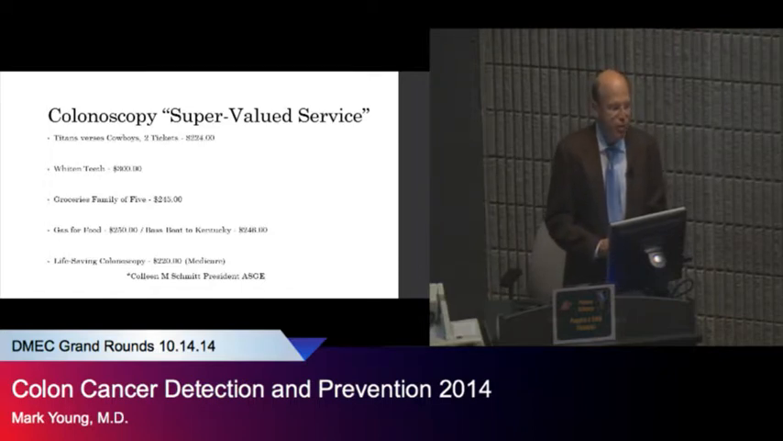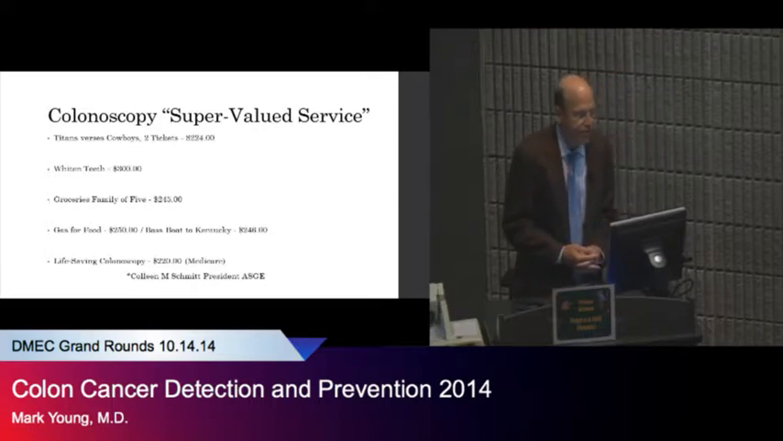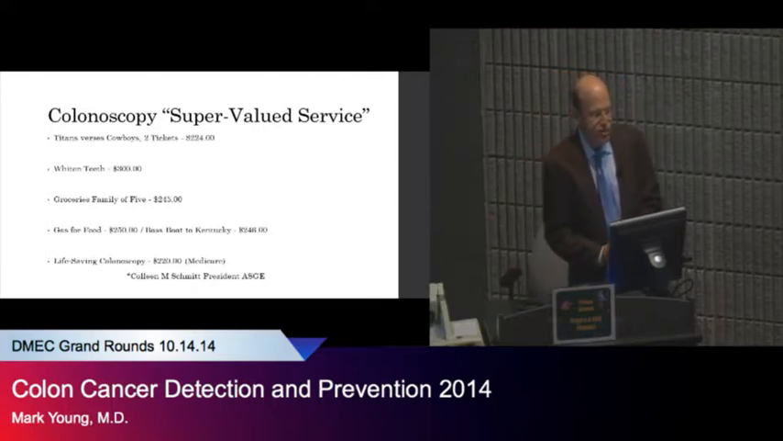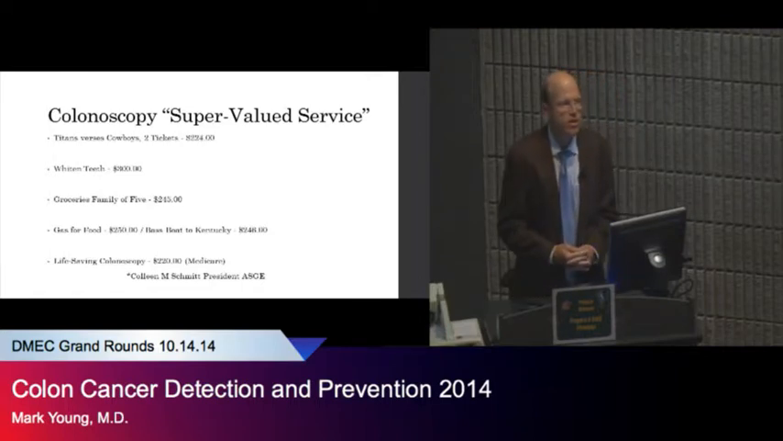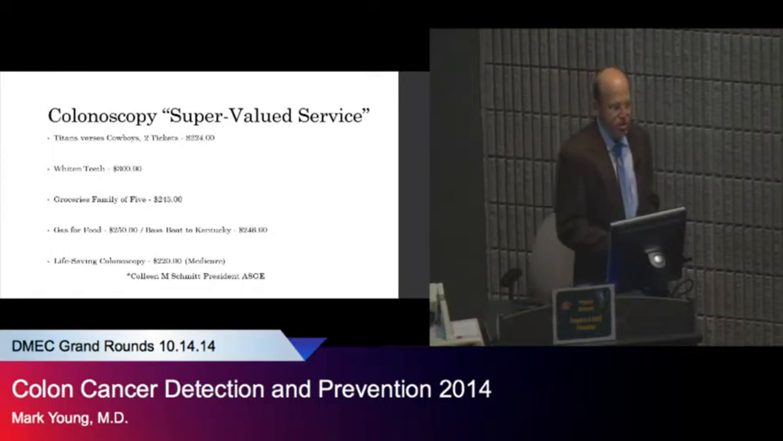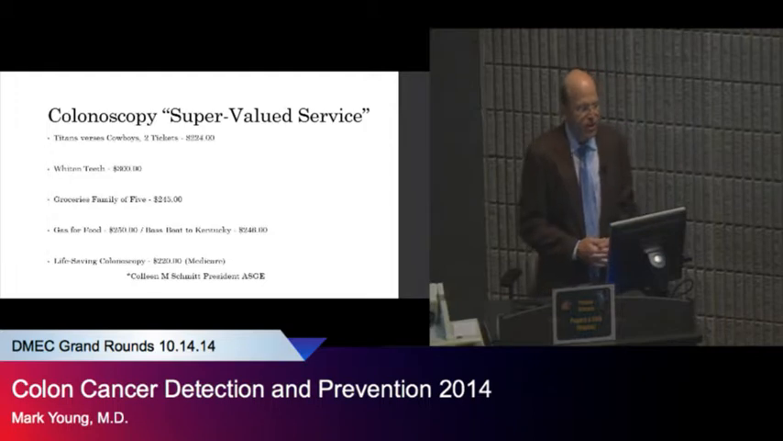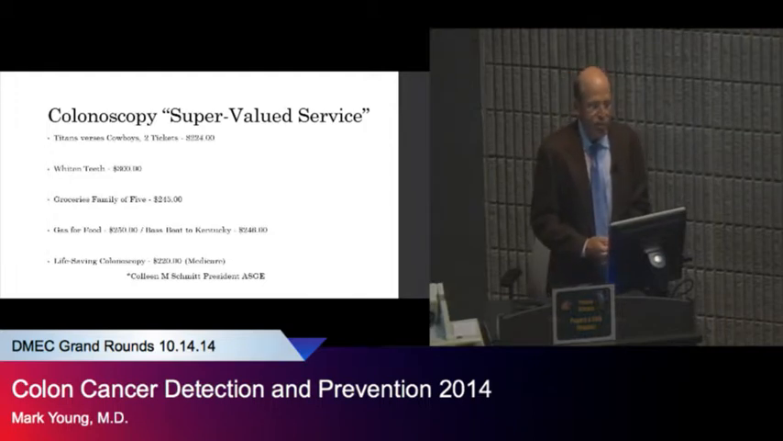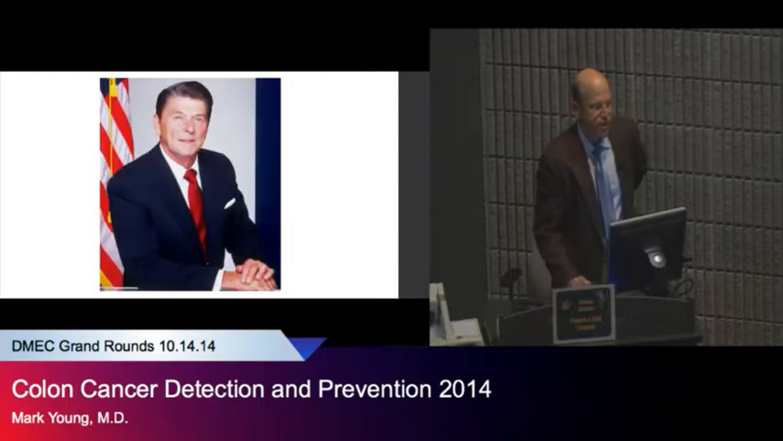So apparently, according to Dr. Schmidt, it takes about $300 to whiten your teeth. I haven't had mine done, but maybe I should. Groceries for a family of five is $245. She made an analogy that if you're in Chattanooga and you want to go bass fishing in Kentucky, that would cost you $250 for food, and the bass boat to Kentucky for gas would cost you about $246. And then she said a life-saving colonoscopy is about $220. So I think I would agree with that. I think $1,400 for a colonoscopy is kind of steep. I think $220 is probably a fair value.